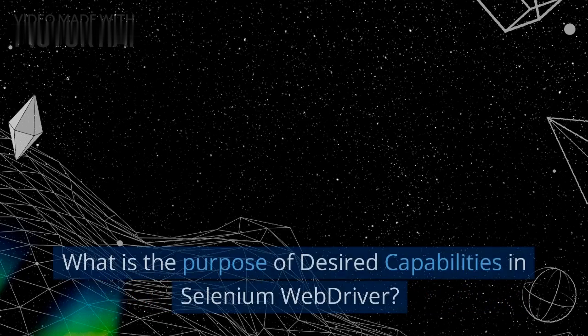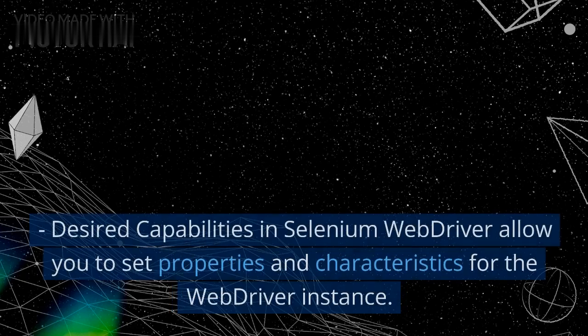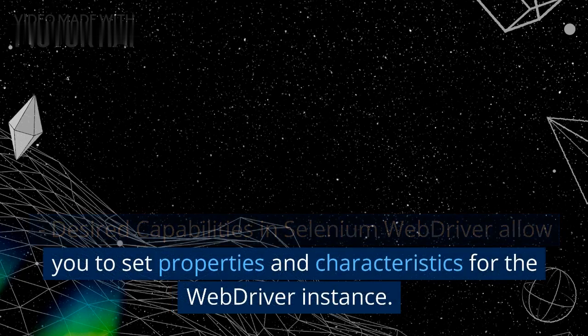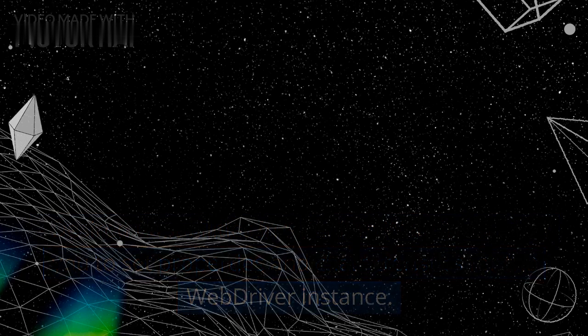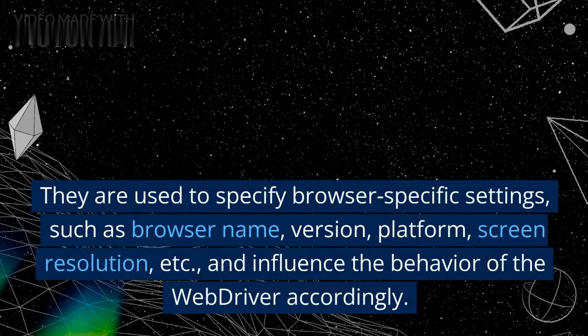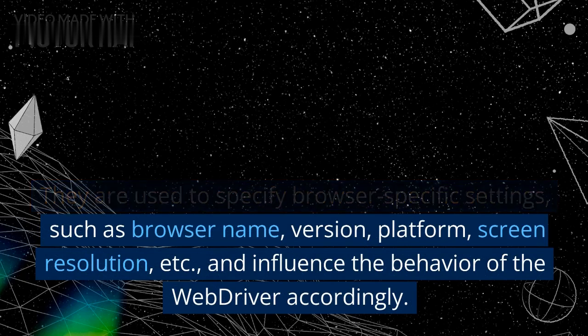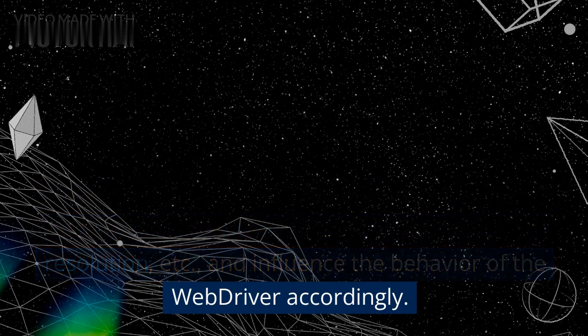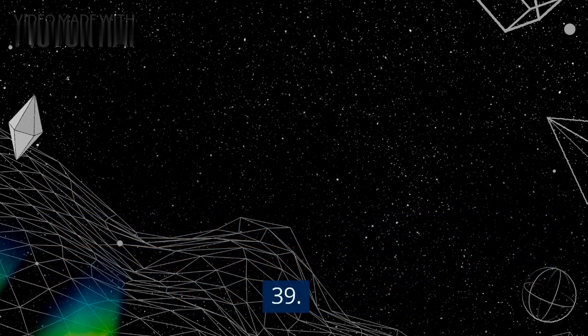38. What is the purpose of desired capabilities in Selenium WebDriver? Desired capabilities in Selenium WebDriver allow you to set properties and characteristics for the WebDriver instance. They are used to specify browser-specific settings, such as browser name, version, platform, screen resolution, etc., and influence the behavior of the WebDriver accordingly.